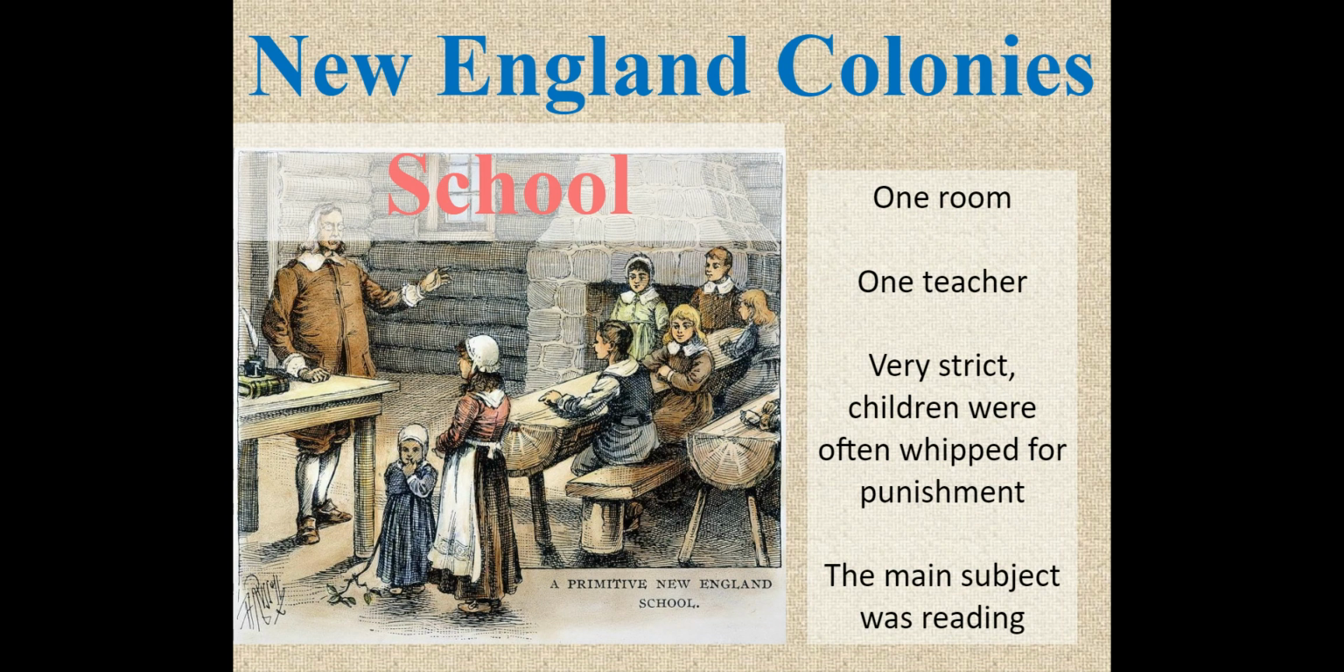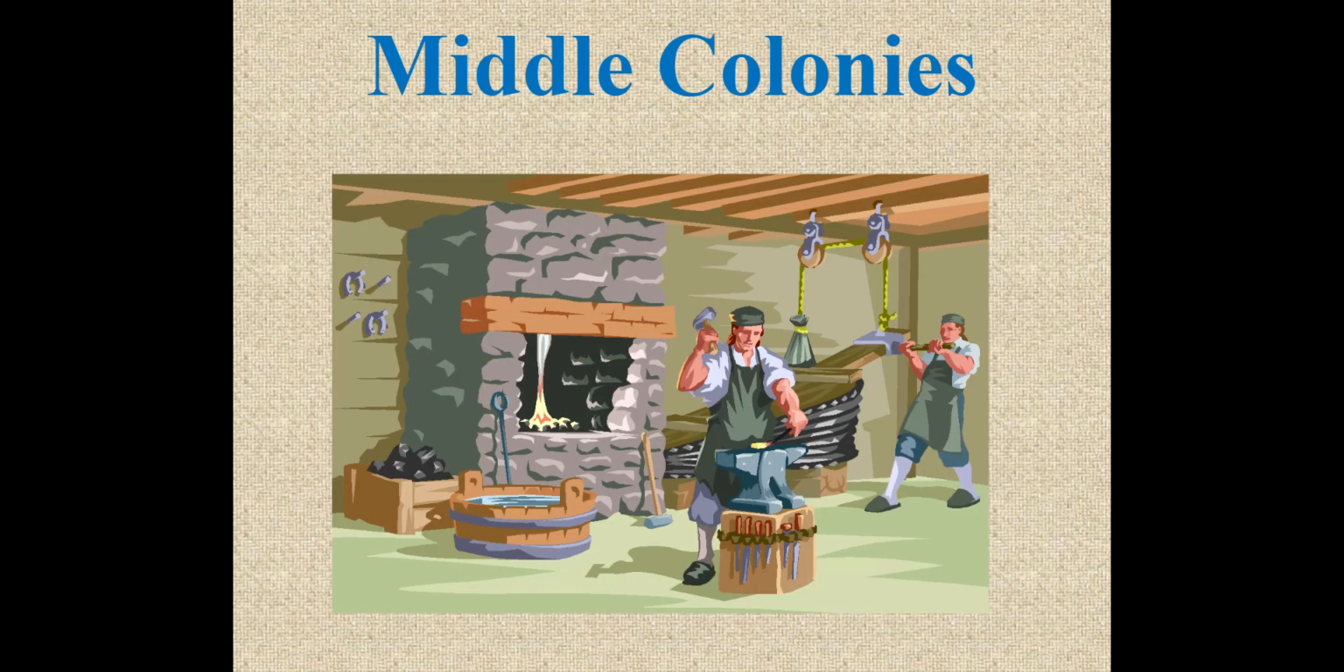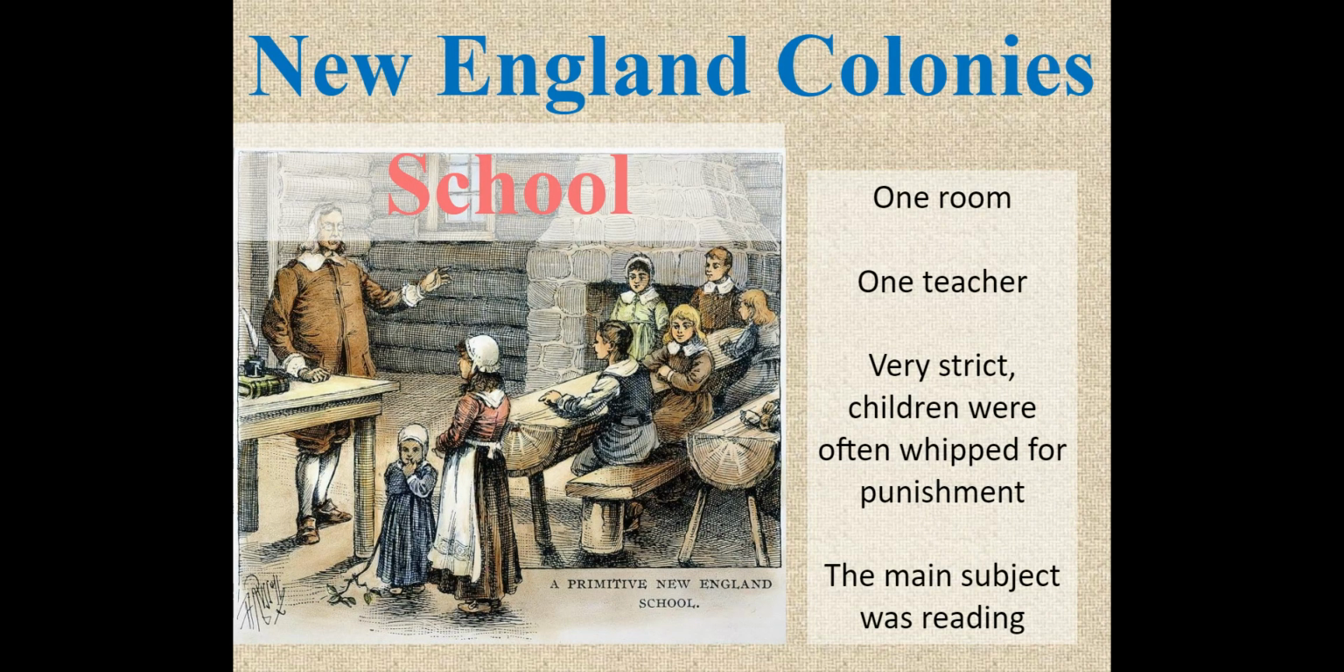All right. Schools. What would happen at a school? One teacher, one room, very strict. Children were often whipped for punishment. The main subject was reading. Good. Excellent. Well, maybe not good if you're getting whipped, but good reading.